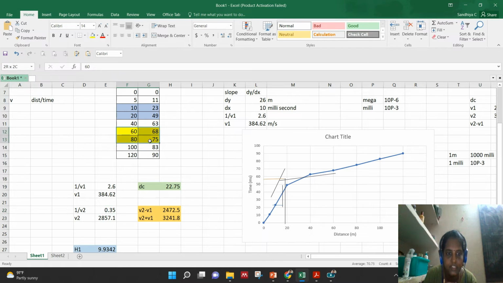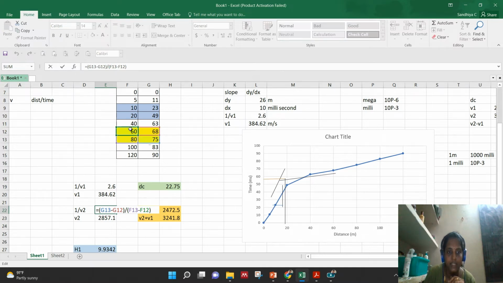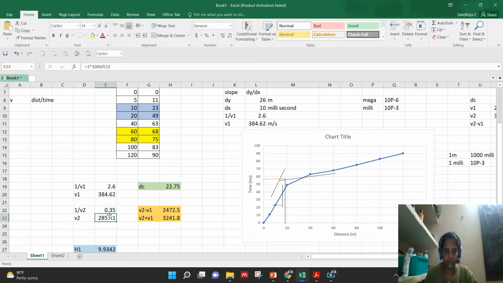Okay, these 2 points I have taken. So 75 minus 68 divided by 80 minus 60. If I do it with my pen, I will be able to do it much more clearly. Then once we find the slope, we take 1 divided by the value into 1000. Okay, so that we do. So we get the V1 and V2 velocities.